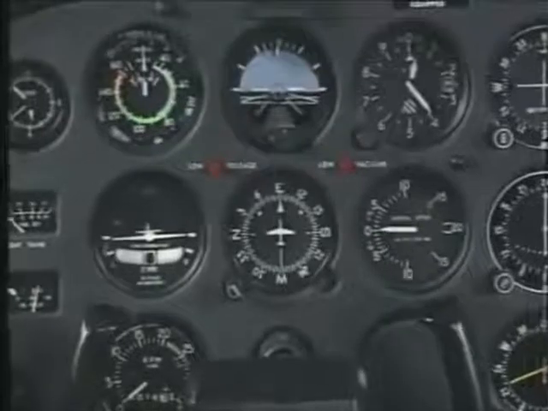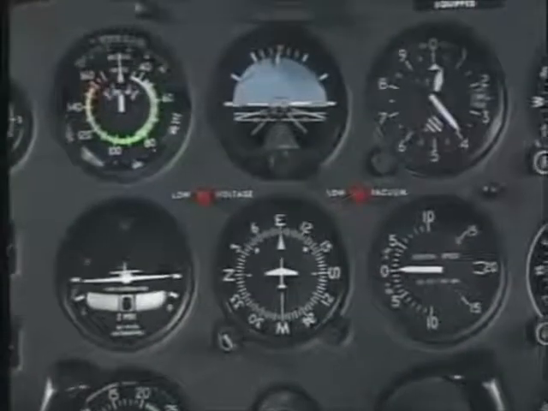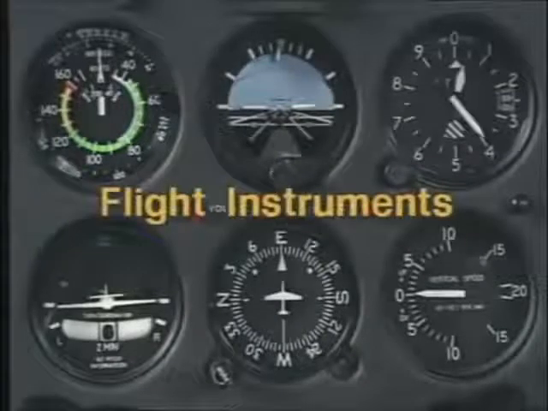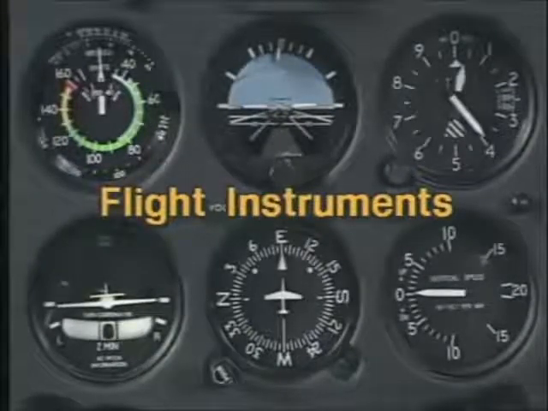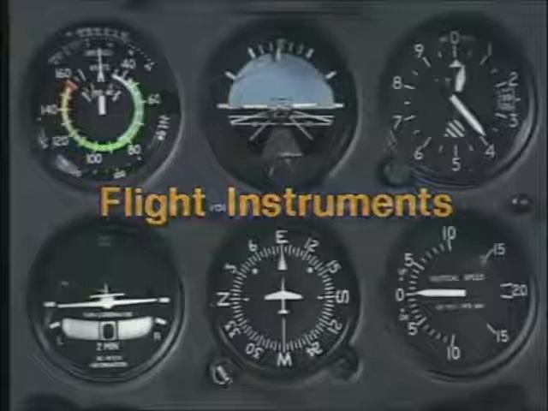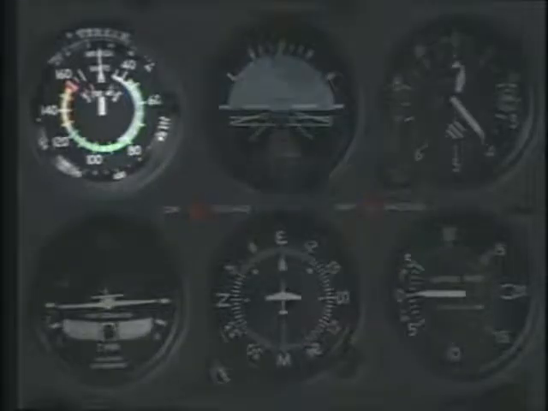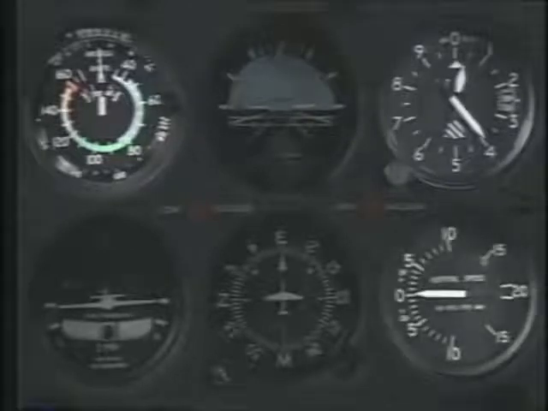There are 6 basic flight instruments which are designed to provide you with the information you will need to control the airplane. Let's begin by looking at the pitot-static instruments. The pitot-static instruments include the airspeed indicator, altimeter, and vertical speed indicator.